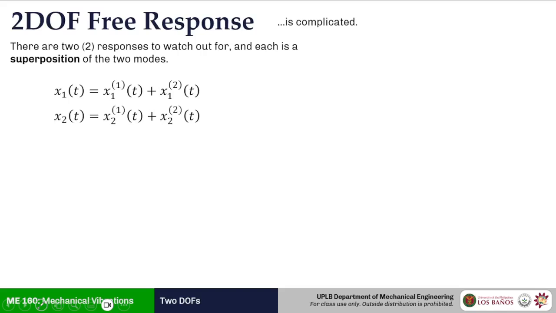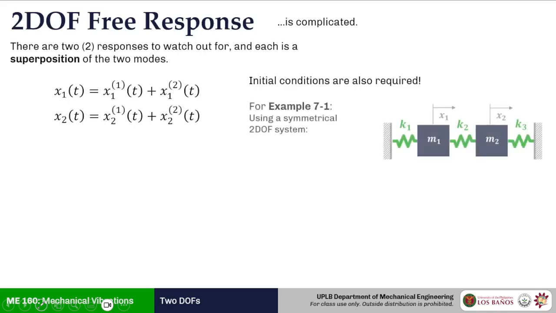This can get very confusing very fast, and we do need initial conditions in order to solve for the responses to these disturbances. For example, this is one kind of body here. This is a symmetrical system. Oh wait, maybe it is asymmetrical in the module, but yeah. This is our system and these are the initial conditions.